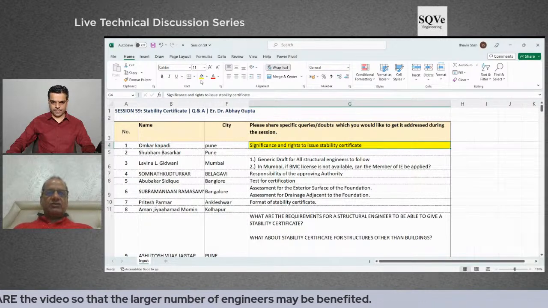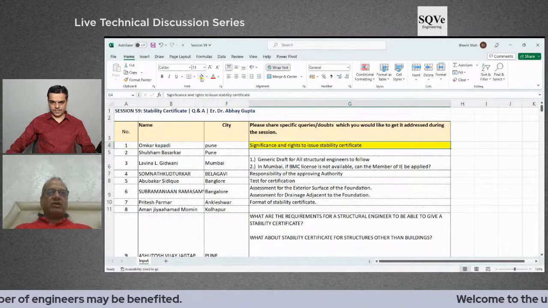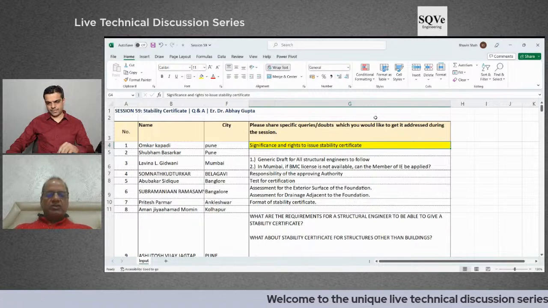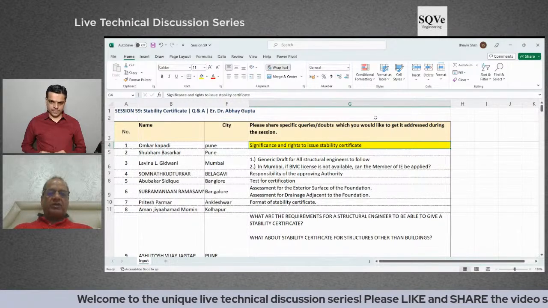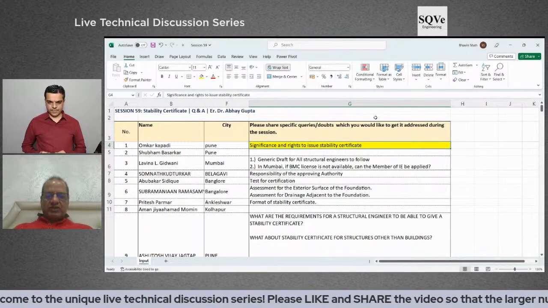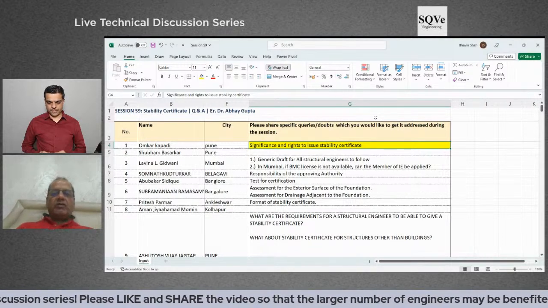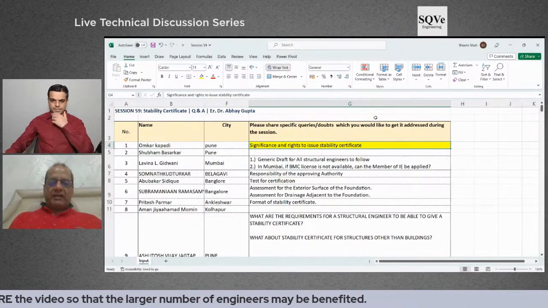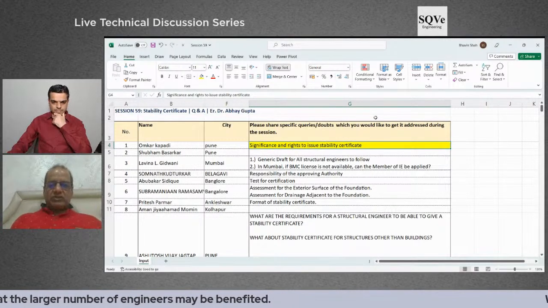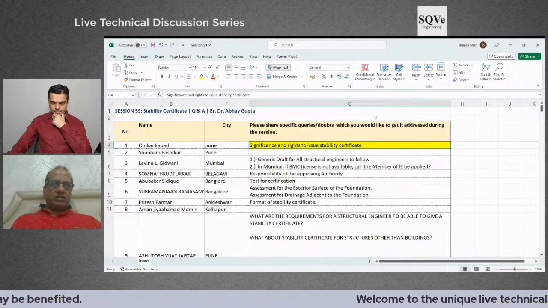As far as rights, any competent structural engineer. Now, what is the competent structural engineer? In fact, anyone who is designing or issuing the good for construction structural drawing should take the responsibility and issue the stability certificate. Whether the client's objectives are fulfilled by that person's qualifications or any kind of recognition.